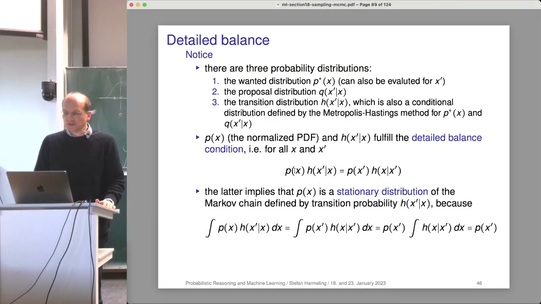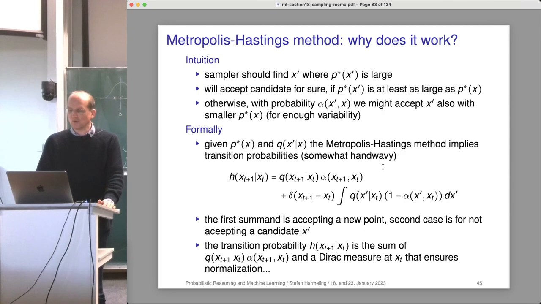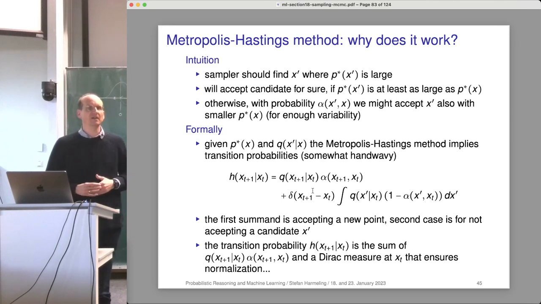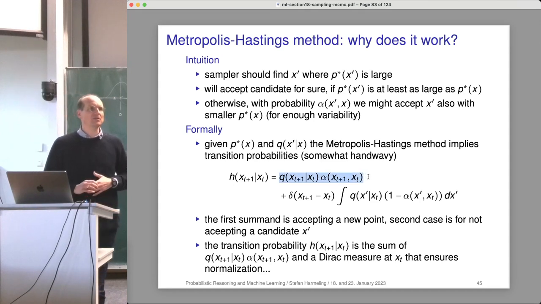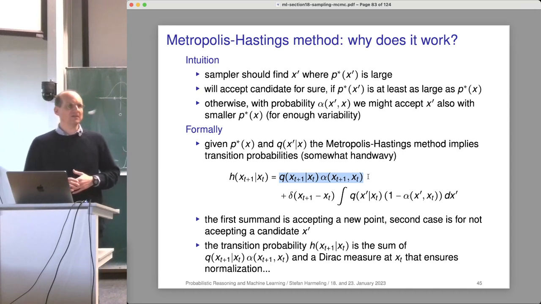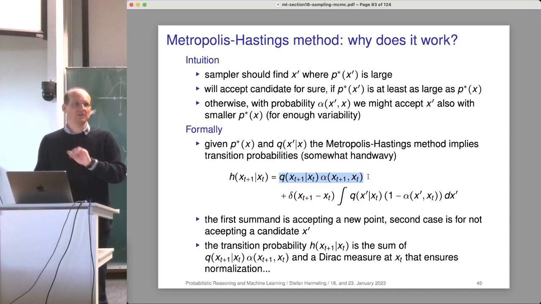So what remains to show is that the detailed balance holds. And even though we have this quite nasty expression with the delta function, we only need the expression for the case where we accept a new data point. If we don't accept a new data point, the detailed balance is fulfilled trivially, as we see in a second.